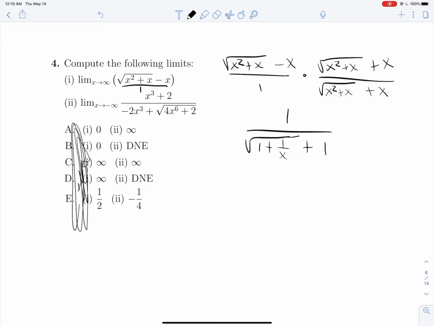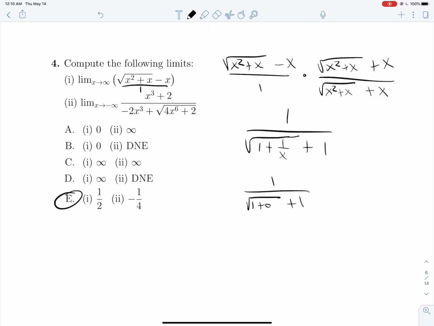And all of a sudden, we can directly evaluate this. As x approaches infinity, we only have one x to deal with. This little bit right here will approach 0. So as x approaches infinity, this expression will approach 1 over the square root of 1 plus 0 plus 1. And that is just 1/2.